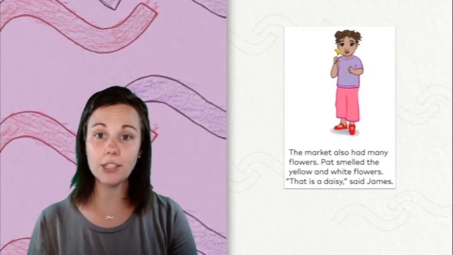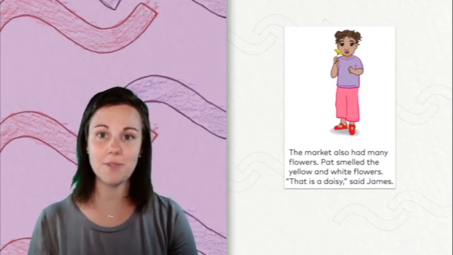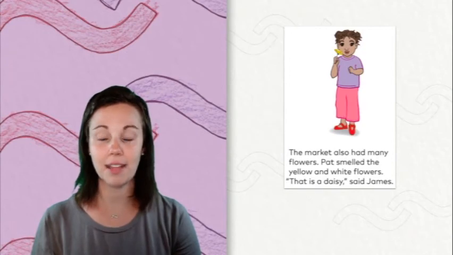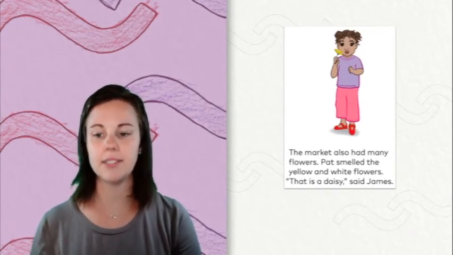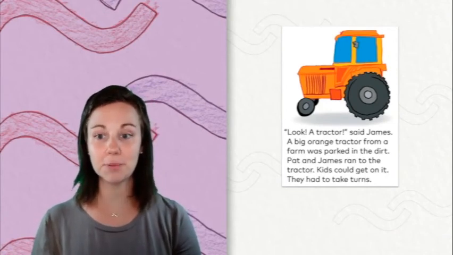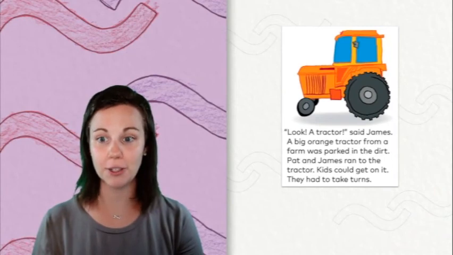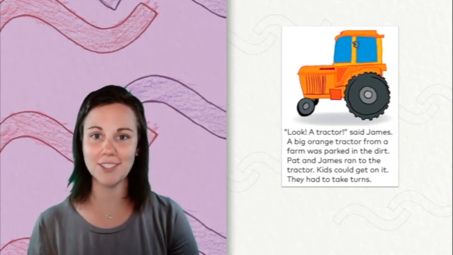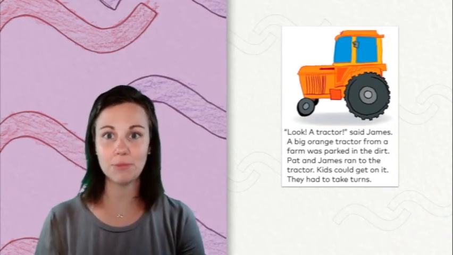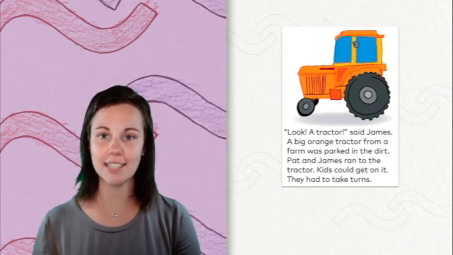The market also had many flowers. Pat smelled the yellow and white flowers. That is a daisy, said James. Look, a tractor, said James. A big orange tractor from a farm was parked in the dirt. Pat and James ran to the tractor. Kids could get on it. They had to take turns.